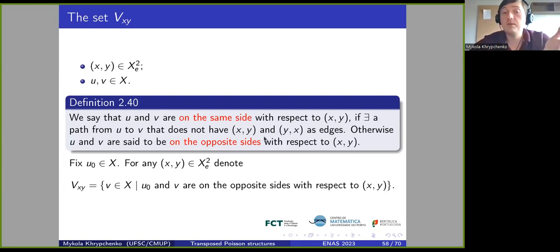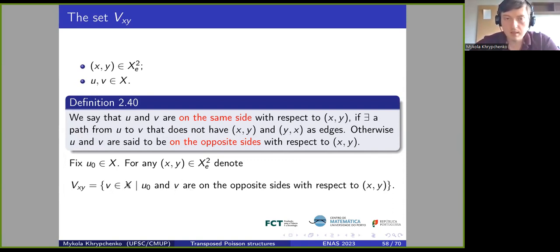And if there is a path having xy or yx, then any other path from u to v will have xy or yx. This follows from the fact that xy does not belong to a cycle. I will fix u0 and I will denote by vxy all the elements which are on the opposite side with uy with respect to xy.